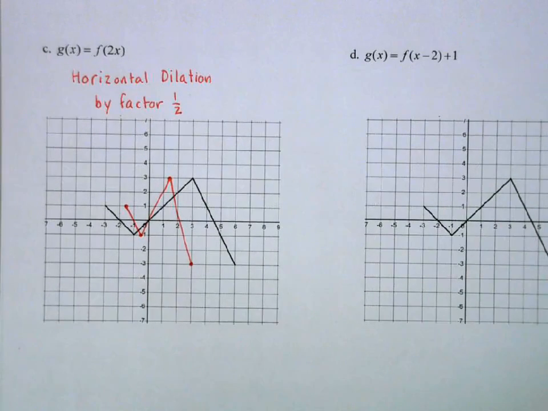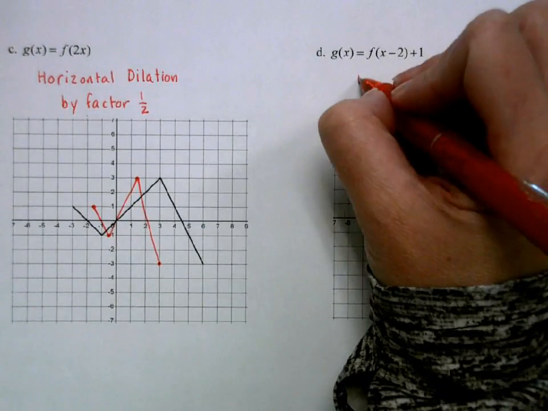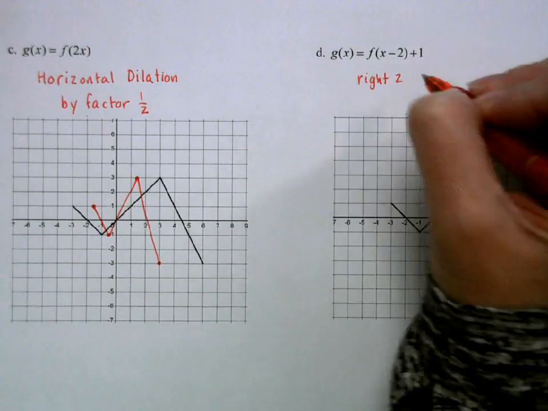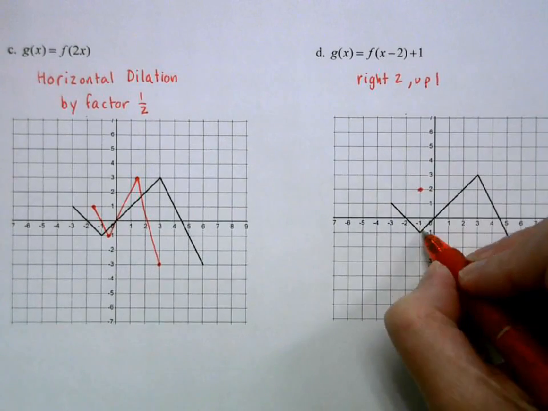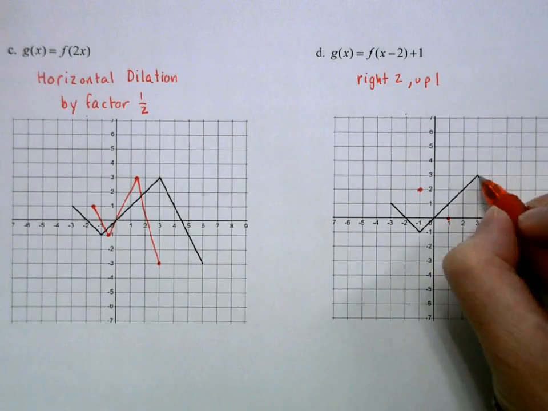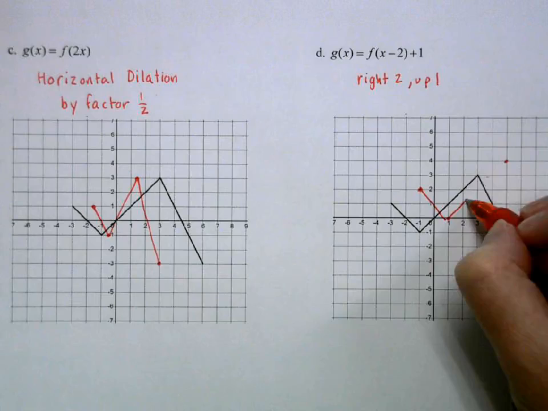And then this last one, we're going right 2 and up 1. Right 2, up 1, right 2, up 1, right 2, up 1. And then right 2, up 1.